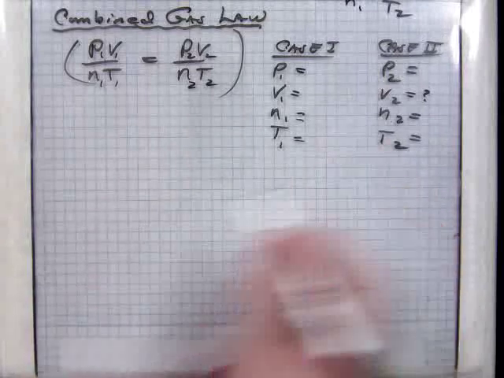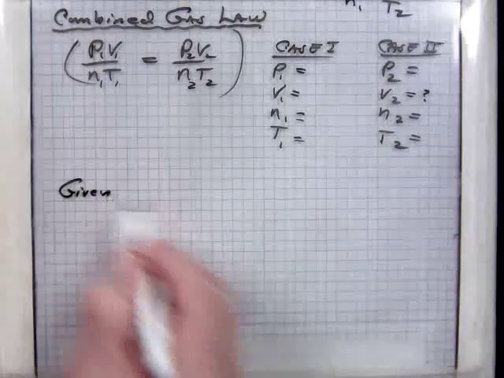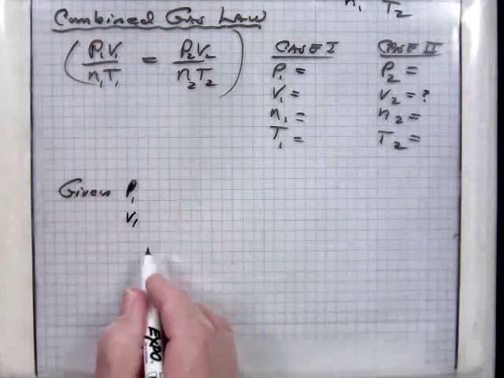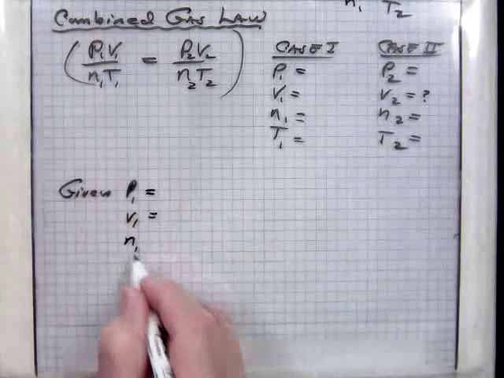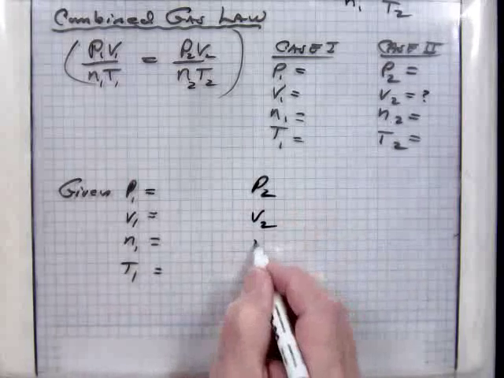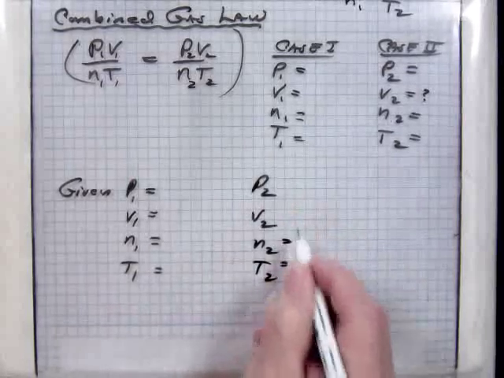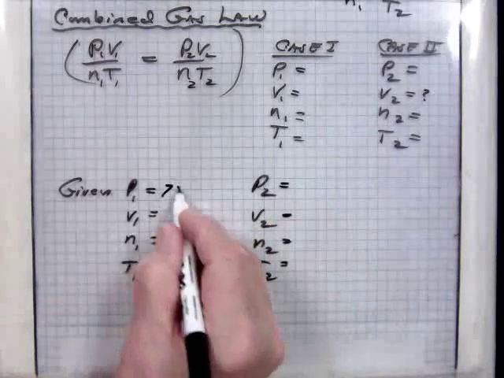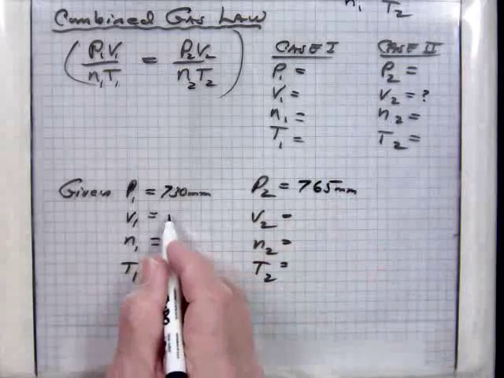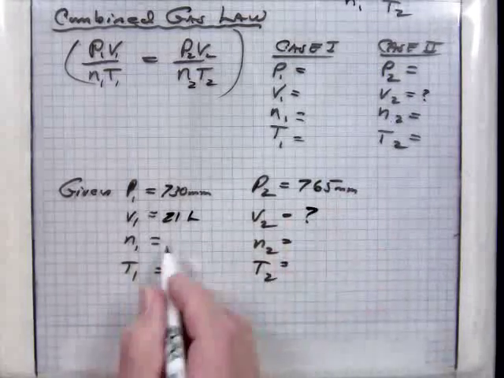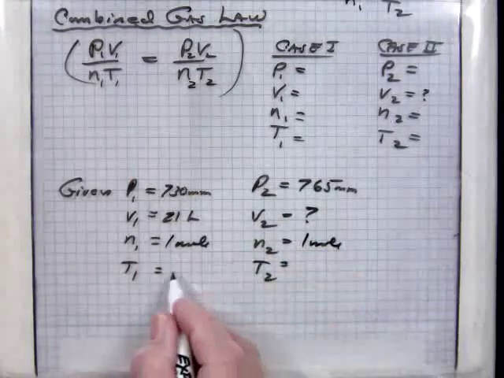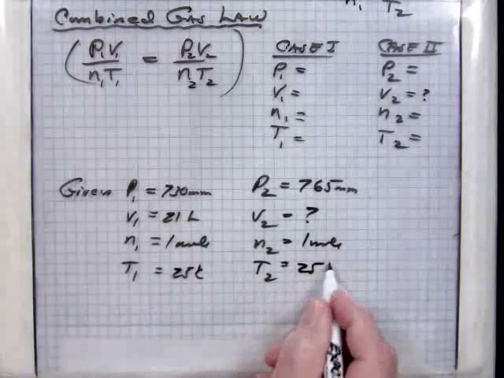Let's say you're given P1 and V1 and N1, T1 and P2, V2, N2, T2. I'll make up something real quick. 730 millimeters, 765 millimeters, 21 liters, unknown, mass 1 mole, temperature 25 degrees C, 25 degrees C.